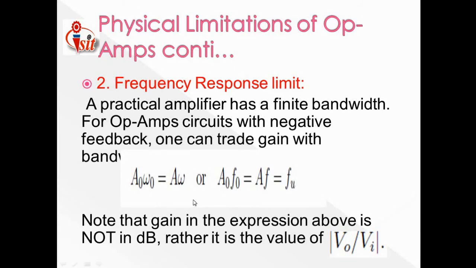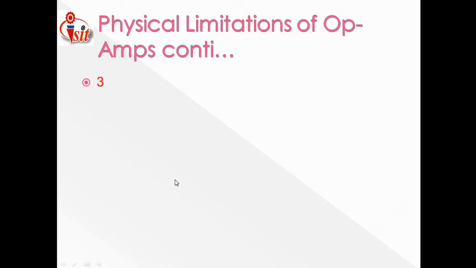And what is that equation? A0 omega0 is equal to A omega, or A0 F0 is equal to AF, is equal to Fu. Here omega is the angular frequency, A is related to gain, and that is output gain equal to input gain. Then the third limitation related to op-amp is the maximum output current limit.